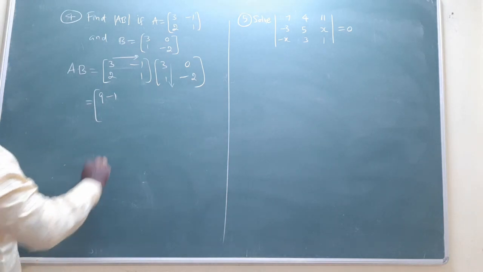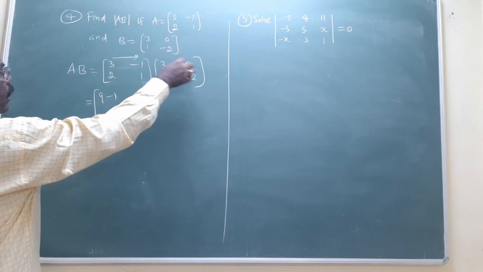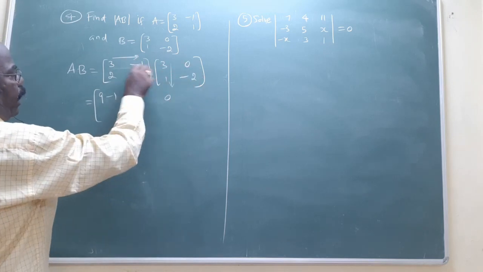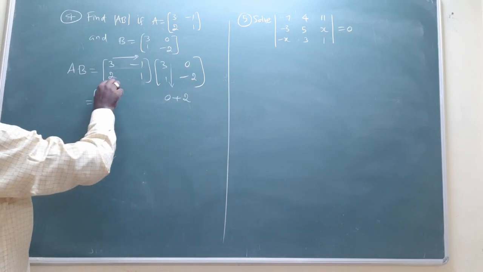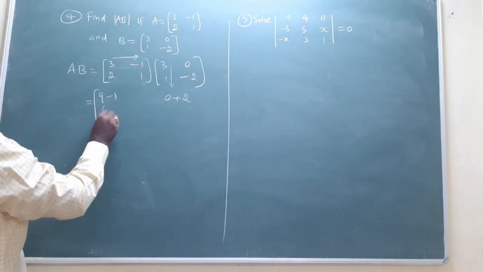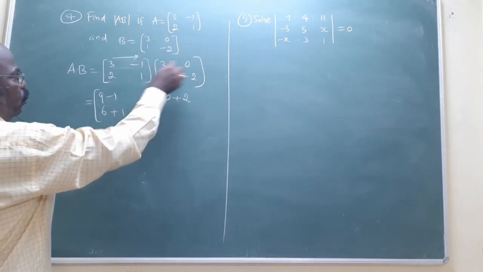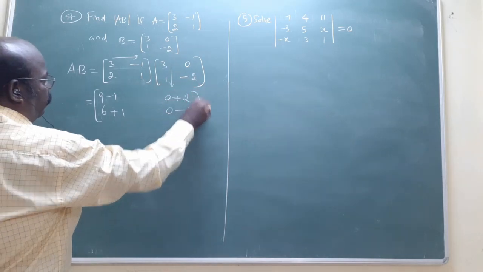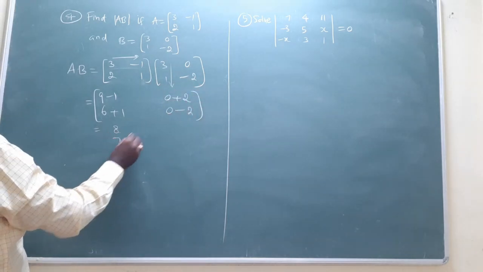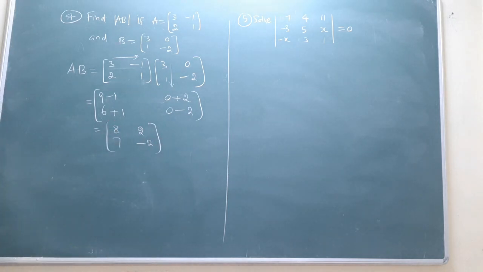First one over. Give the space, next first row, second column. 3 zeros are 0. Minus into minus plus 1 to 7. Here also, second row first column, 2 3s are 6 plus 1 to 7. Here, 2 into 0 is 0, then 1 into minus 1. Now simplify. This is called the product of two matrices AB.